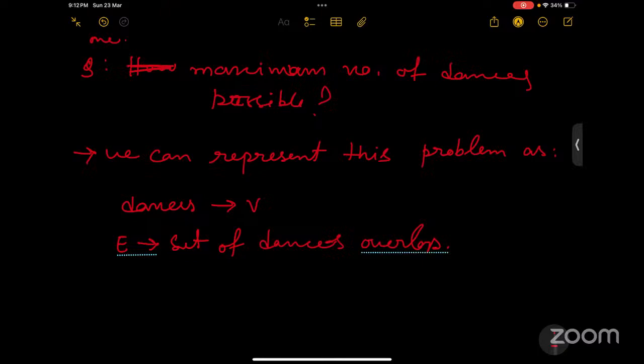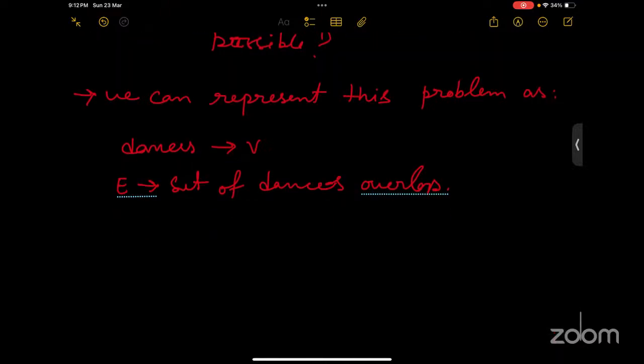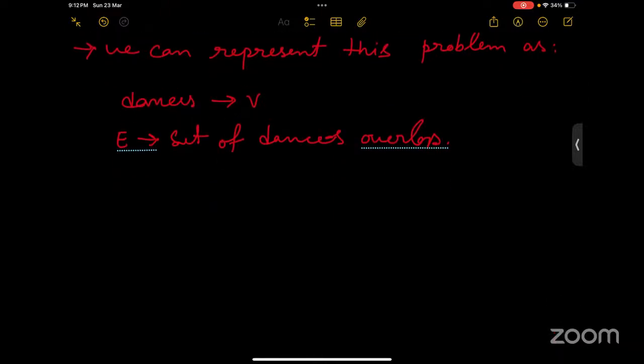Okay, that means the vertices are the dance groups, okay? And we will have an edge between two vertices when the two dances overlap. Is it okay? So the vertices are dances and there will be an edge between two vertices when the two dance groups are overlapping. That means the dancers are overlapping. Is it okay?